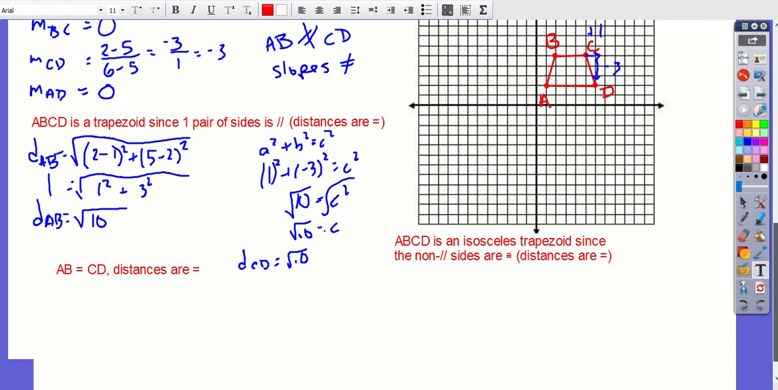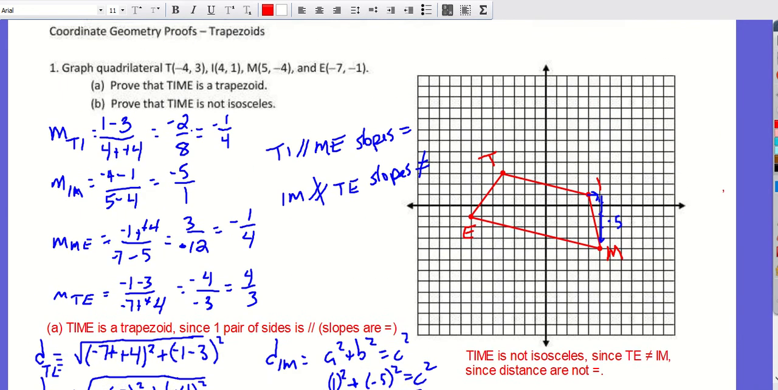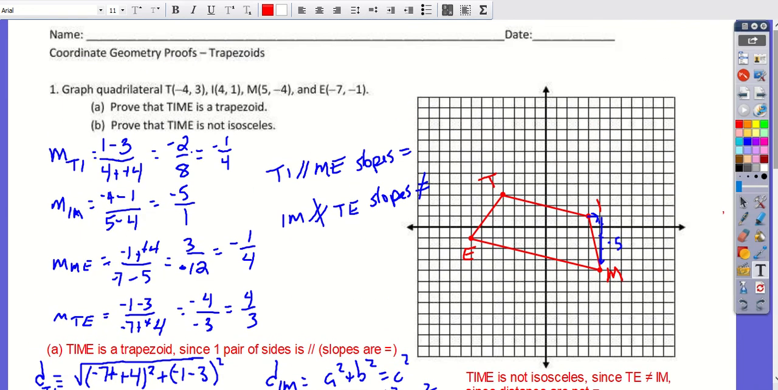And that's it, guys. That's it for trapezoids. So once again, showing that something's a trapezoid, we want to get those two parallel sides. Get the other two sides not parallel helps. And then we get the non-parallel sides congruent for the isosceles part.